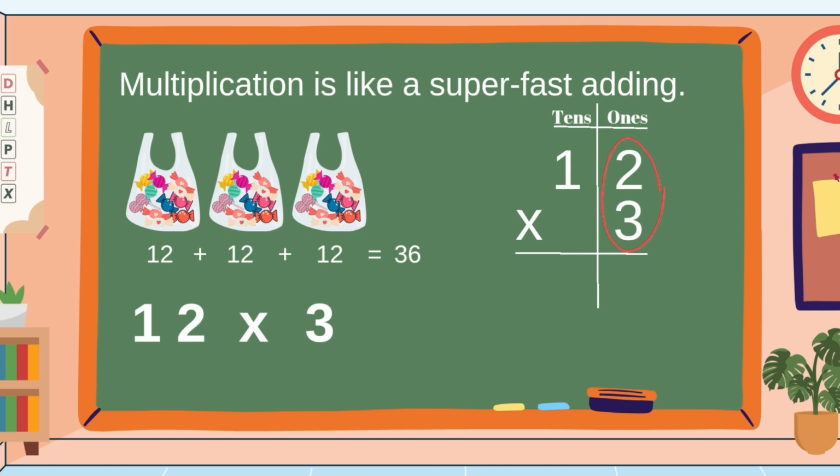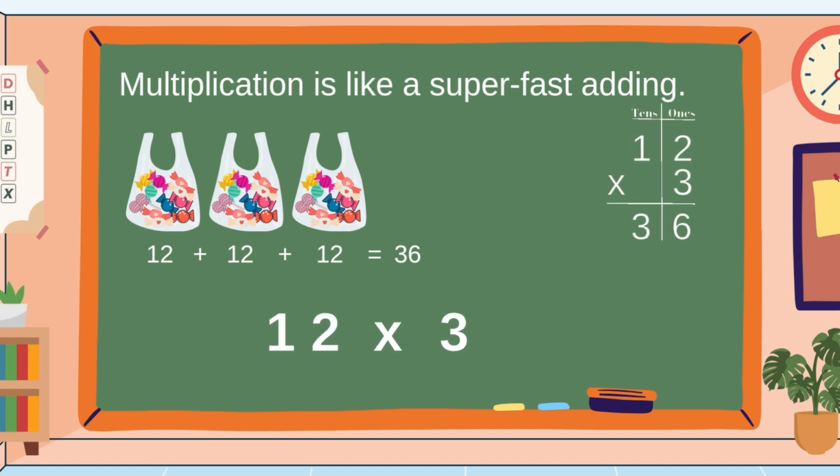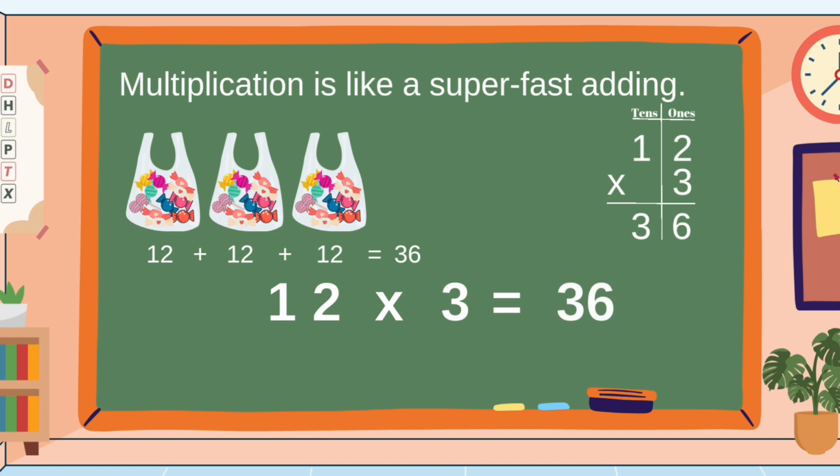Third, we multiply the ones digit first. 2 times 3 equals 6. Then multiply tens digit by 3. 1 times 3 is, remember, any number that is multiplied by 1 gives the same result as the number itself. So 1 times 3 is 3. Put your answer aligned with the tens place. Therefore, the product of 12 times 3 is 36. That makes you have 36 pieces of candy.